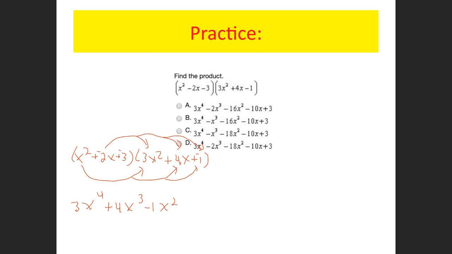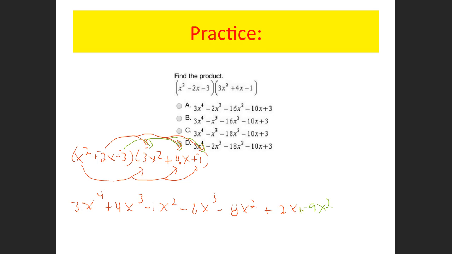All right, negative 2x times 3x squared. Well, that's negative 6x to the third. Negative 2x times 4x. Well, that gives me negative 8x squared. Negative 2x times negative 1 gives me positive 2x. All right, I still have one more term to go. I've got to multiply this negative 3 times everything, and I just changed the colors here so I can see what I'm doing. So negative 3 times 3x squared, that gives me negative 9x squared.